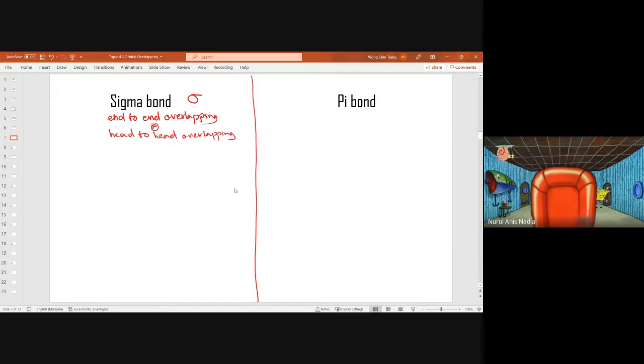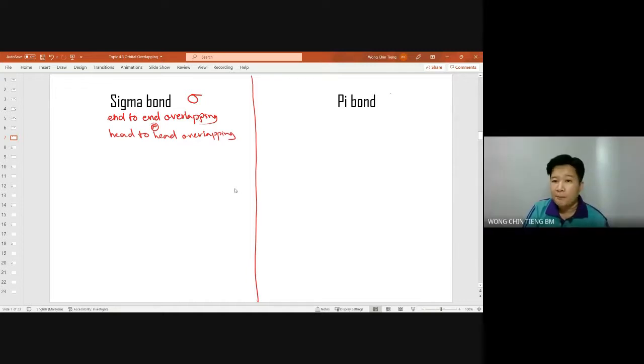Sideways overlapping. Thank you, Anis. Your pi bond over here, the symbol of pi bond is a sideway overlapping. Okay? Certain books use sideway, I use sideway a lot. Or we can also say side by side overlapping. Either is fine, whichever you are comfortable with, it is the same sentence.